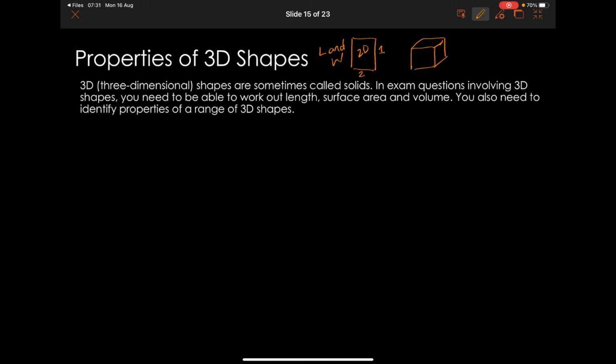A 3D shape will have a length, a width, and a height. Sometimes the width can be called the depth, or sometimes the height can be called the depth, depending on which way around you're looking at it. But a 3D shape has 3 dimensions, whereas a 2D shape has 2 dimensions.